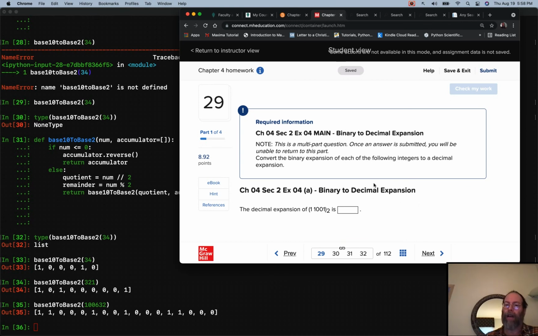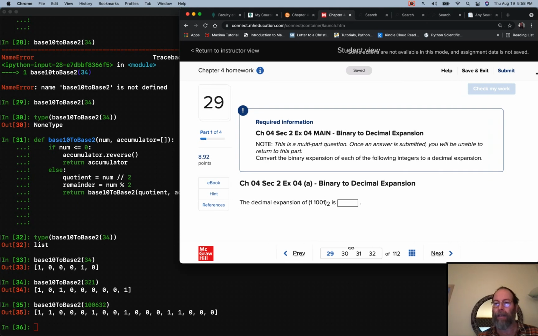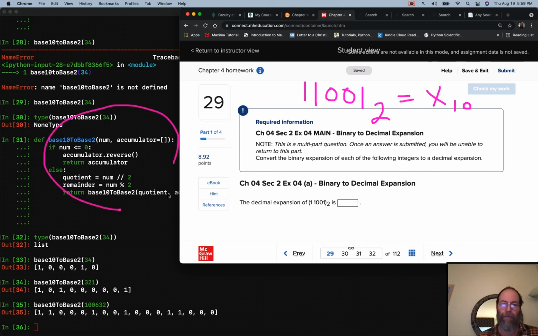And the decimal expansion of, so this time we're going in the opposite direction, where we want to know the decimal expansion of 1 1 0 0 1. We could actually use our function. I have 1 1 0 0 1 base 2, and I want to know what this is equal to in base 10. So think about it a moment. We should write a different function for this, but that's okay. We'll use the function that I already have, this function right over here.